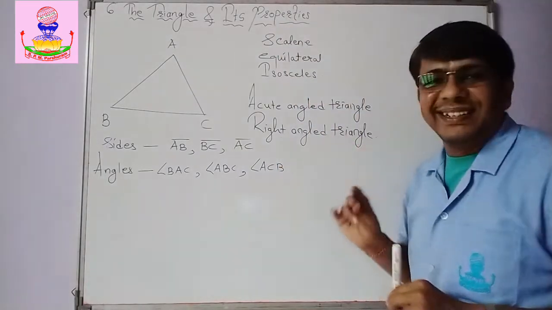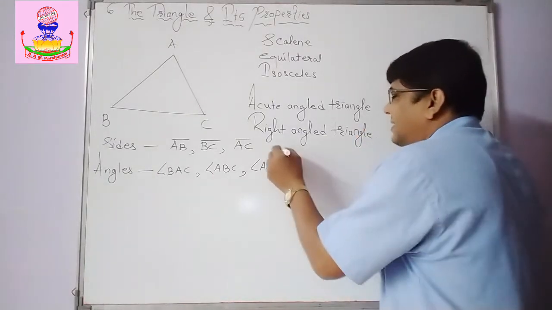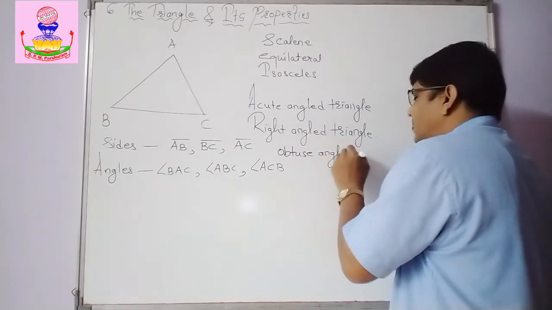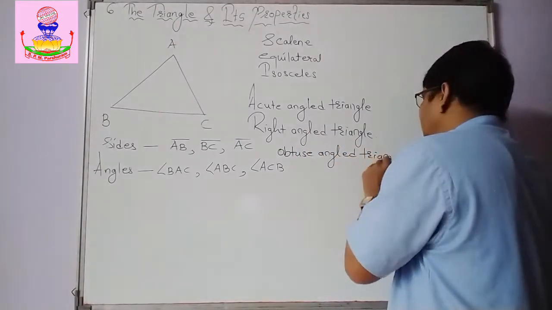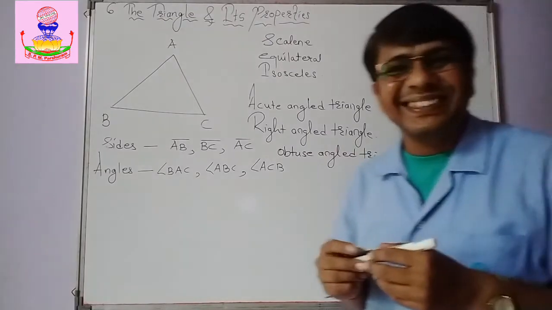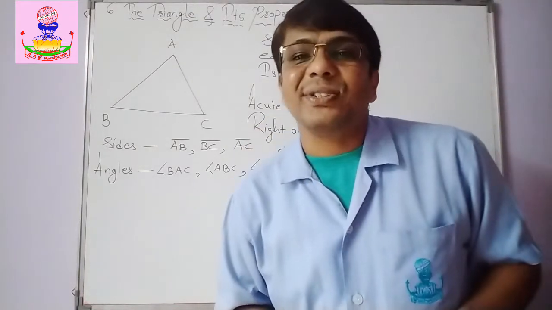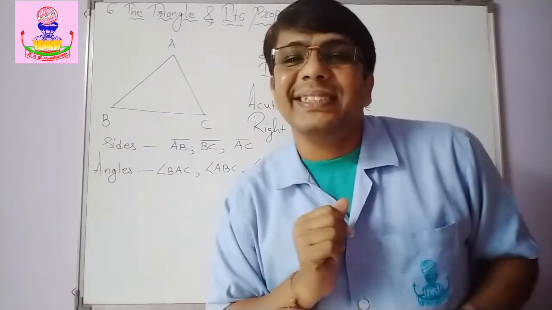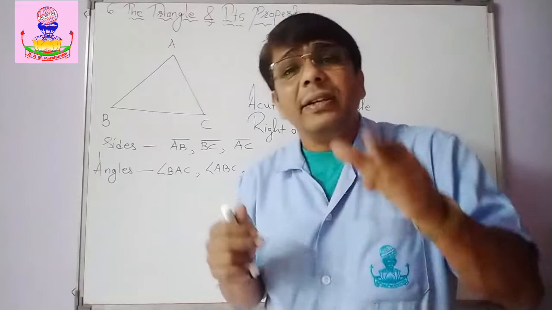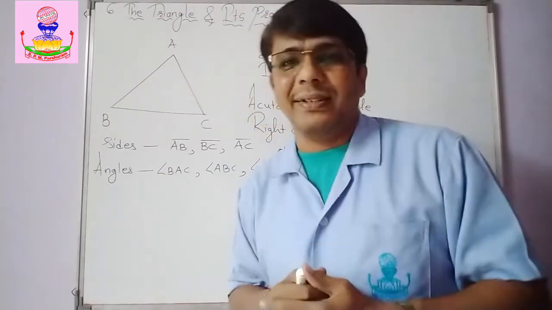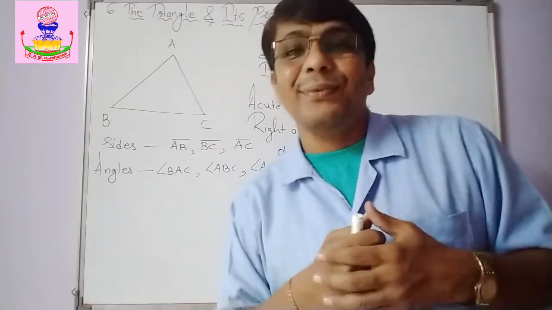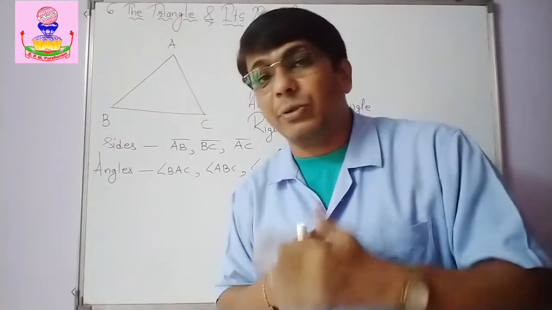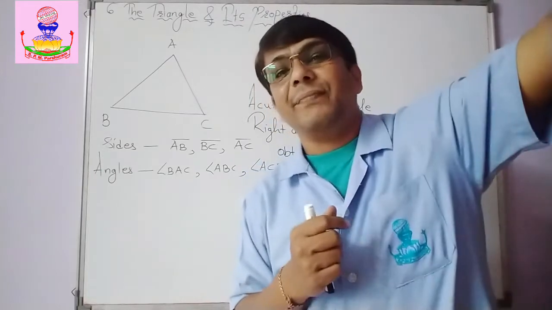Then the last type based on the angles is the obtuse angle triangle. What is that? A triangle which has got one obtuse angle is called an obtuse angle triangle. Can a triangle have two obtuse angles? No, it cannot. Why? The measure of an obtuse angle is more than 90 degrees. Suppose it is 100 degrees. Now there are two obtuse angles, 100 plus 100, 200.